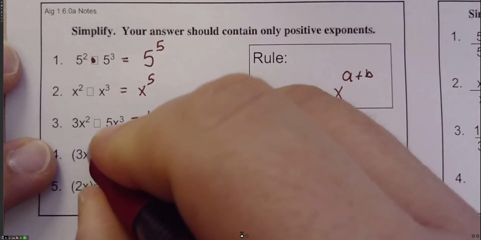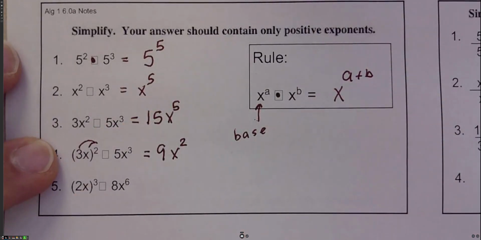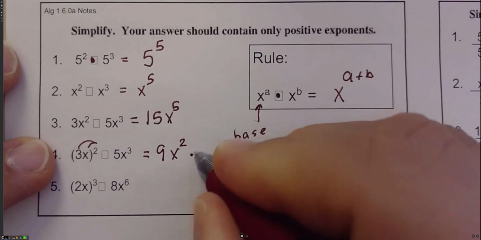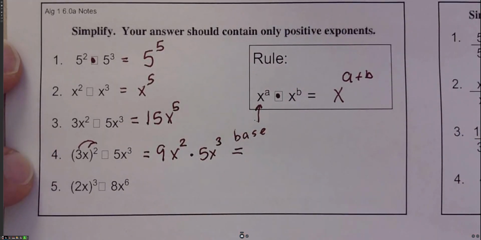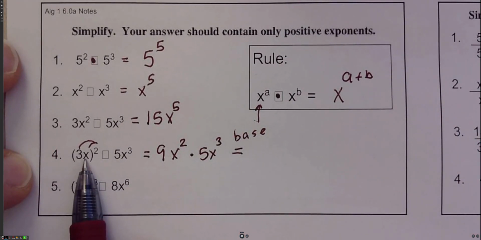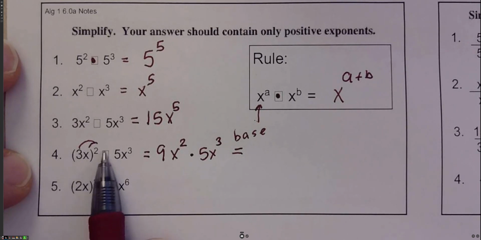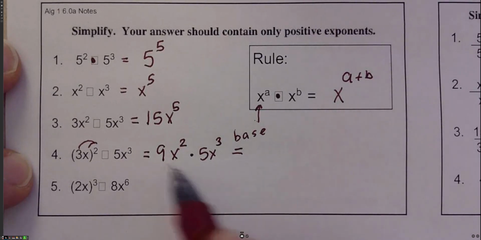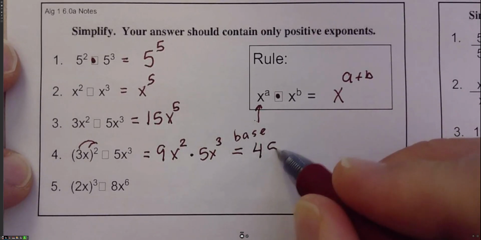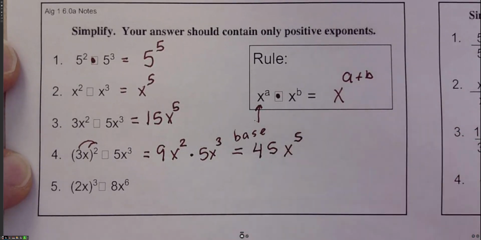But what I'm saying is that this 2 is going to affect both those things, times 5x to the third. The 2 is just on the x. Before, that 2 was affecting the 3 and the x. Good question. So then it's 9 times 5 is 45, and x to the fifth.